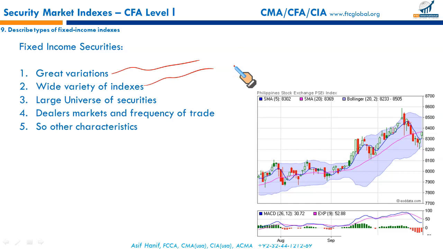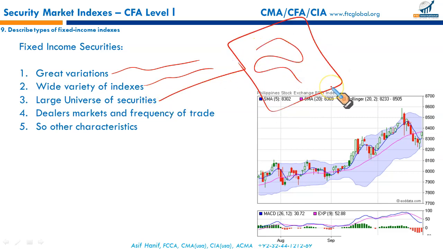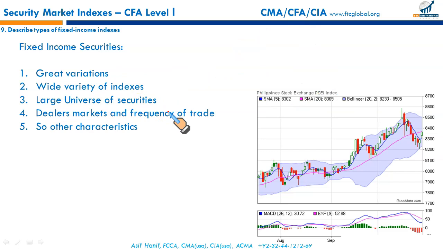In fact, the fixed income market is much larger than the equity market. So basically you have a large universe of fixed income securities from which you need to construct your index. The market of fixed income securities is much broader than the universe of stocks. The problem is that stocks are forever, but bonds have a maturity date.